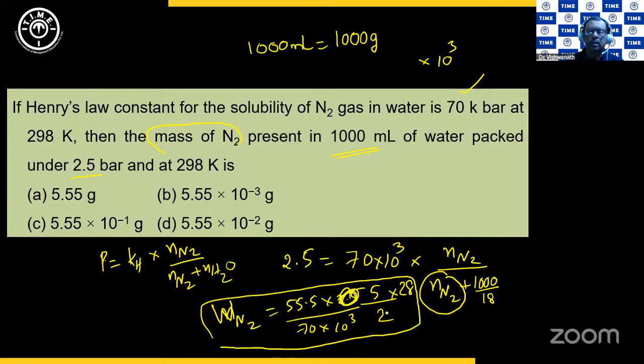Now, 14 goes in this: 14 tables, 14 twos, 14 fives. This 5, that 5, this 2 and that 2 have got cancelled out. So you've got only 55.5 into 10 power minus 3 grams, or shall we say 5.55 into 10 power minus 2 grams? Yes, option D it will be.